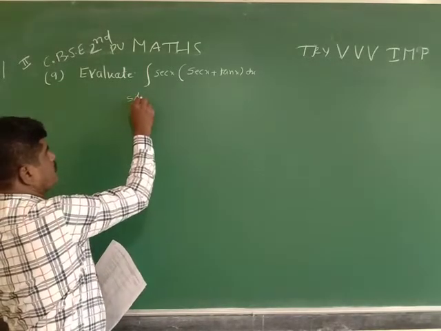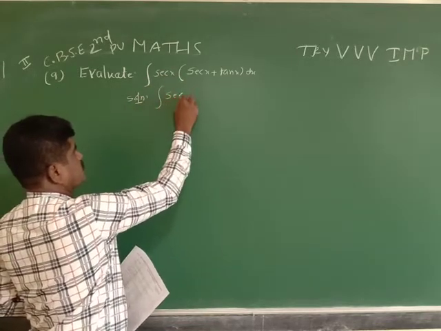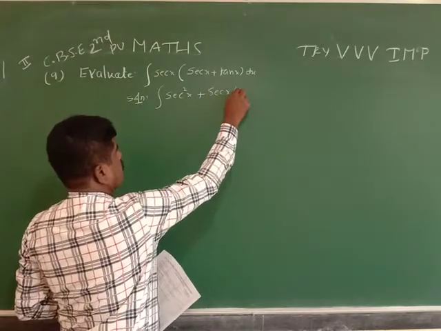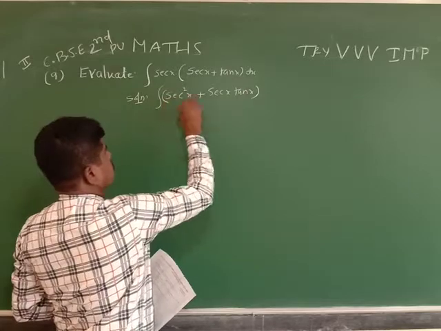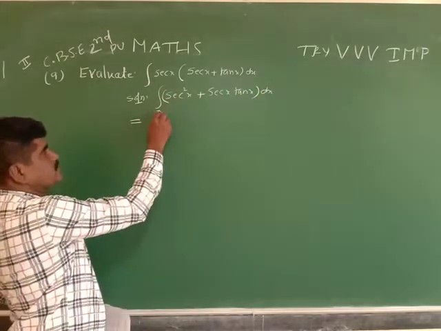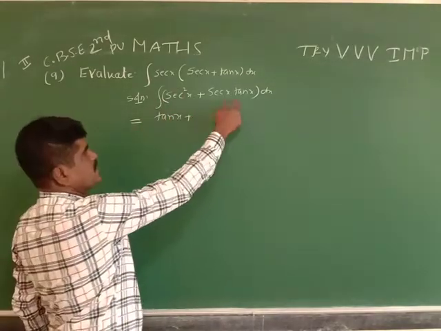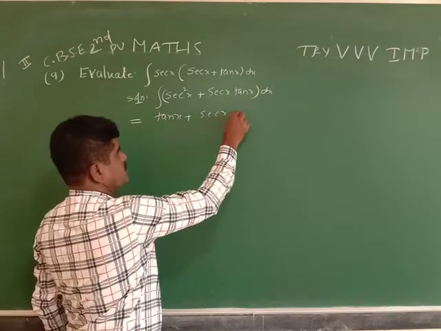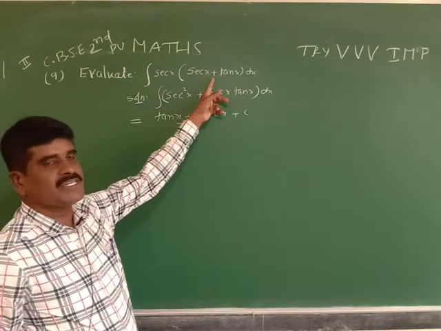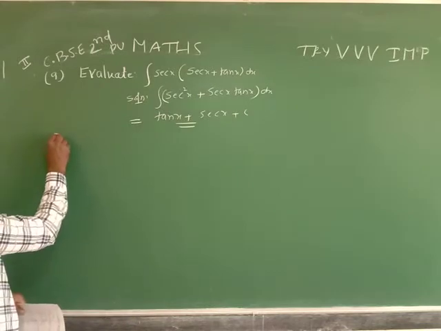Solution. Multiplying out, we get secant x into secant x, that is secant square x, plus secant x into tan x, dx. Now, what is the integration of secant square x? Tan x. And what is the integration of secant x into tan x? Secant x plus c. These are the types of problems. Next, the 10th one.